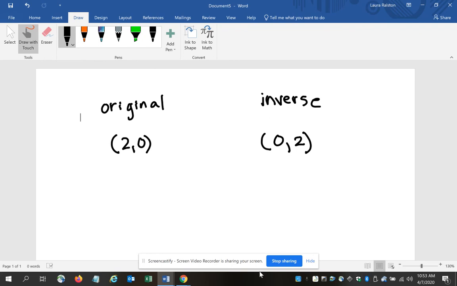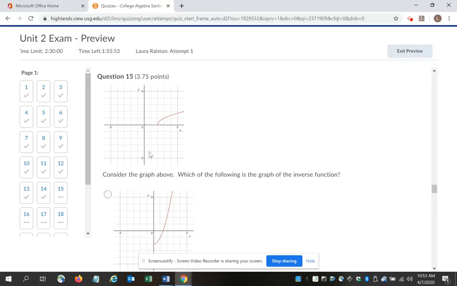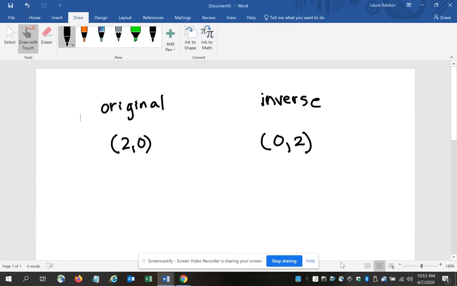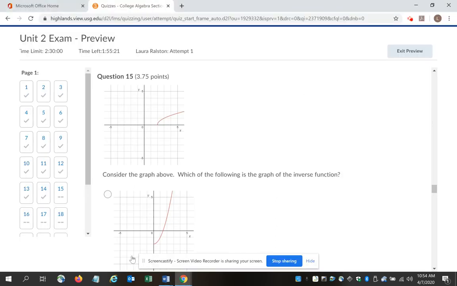Let me see if I can locate another point off of that graph. It also looks like it goes through the point 3, 1. So if I have the point 3, 1 of the original, I'm going to have 1, 3 on the inverse. Remember, you flip-flop the ordered pairs. So I'm looking for a graph that has the points 0, 2 and 1, 3.